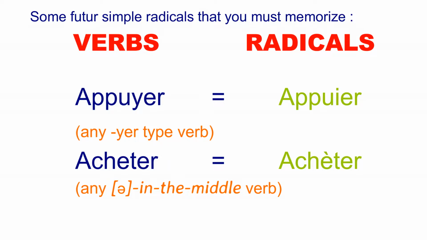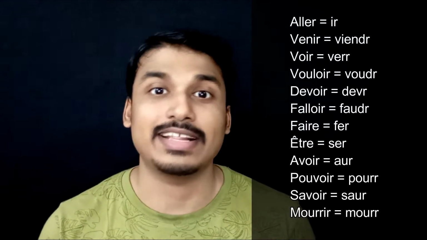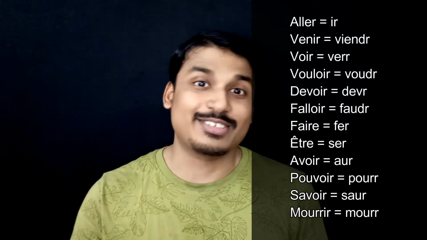ACHÈTER. Appuyer and acheter are first group verbs. Now you have learned how to form the regular radicals for futur simple, and also you have learned some verbs and their special radical from that list that I have just shown. The best part is that these same radicals will come in use when you will learn the conditionnel présent tense. The same formation of radical for both tenses, le futur simple and le conditionnel présent.